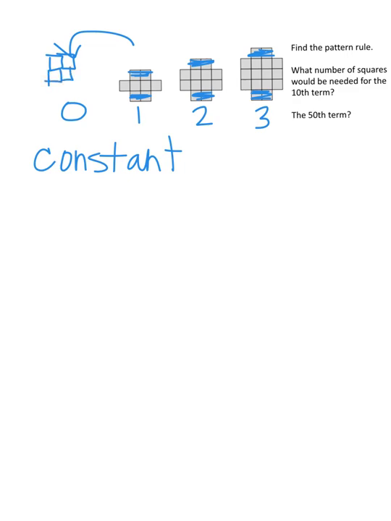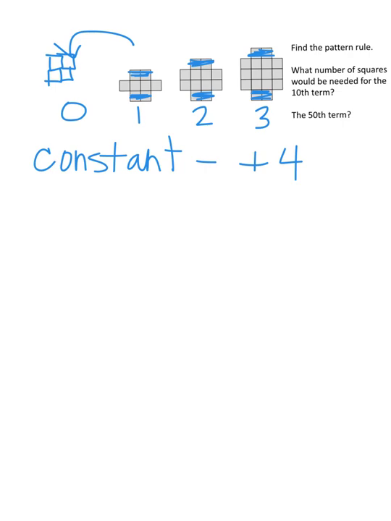Sorry about my penmanship, but you get what I'm saying. So two squares on top and two squares on the bottom every time. That means that I have a constant of +4. I've got those 4 squares, no matter what term I'm at, that will be added every single time.